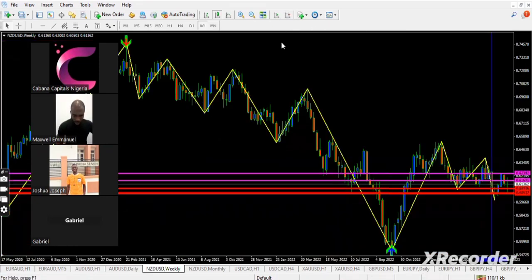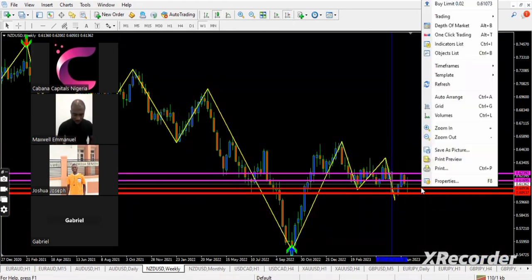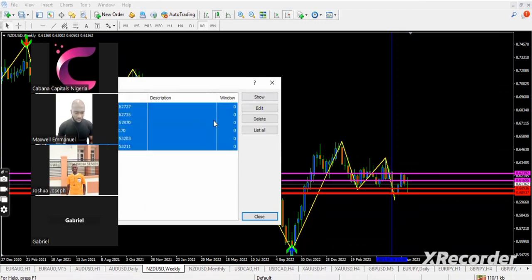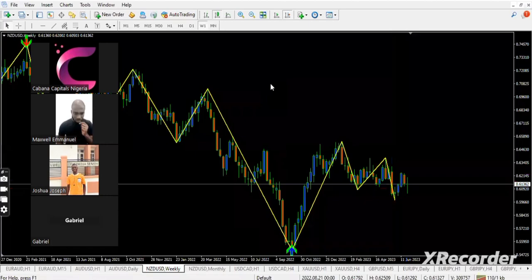Both pairs are positively correlated. So if you're looking for sell opportunities on Australian dollar USD, then we should have a sell bias for New Zealand USD. You could see how last weekend it closed. This is a doji, indicating change in trend from bearish to bullish.